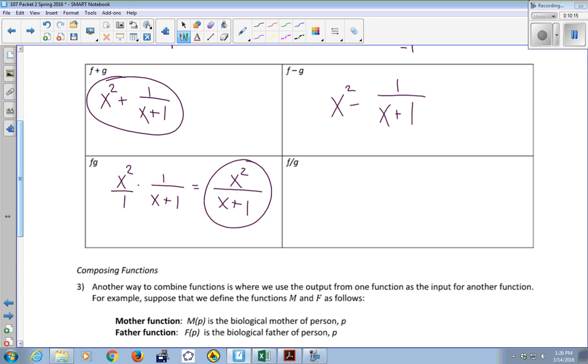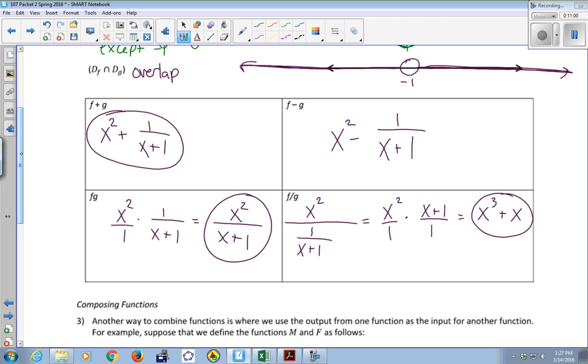And then f over g, so I would have x squared divided by 1 over x plus 1. Dividing by a fraction is the same thing as multiplying by the reciprocal. Yeah, flip and multiply. I'm going to simplify this. It's not too much work. x squared times x plus 1 over 1, and this becomes x cubed plus x when you simplify it. This is the only one that might trick you into thinking the domain is something other than what it is.